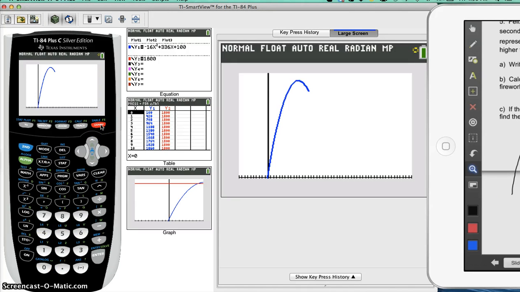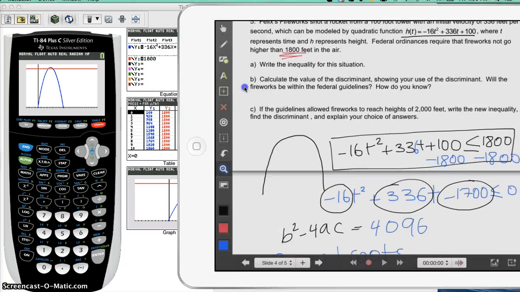Now this is my parabola, and this is my guideline. As you can see, my parabola went above the guideline and then below, cutting the guideline in 2 points, and that's why the discriminant is positive, two real roots. So it did not pass the federal guidelines.